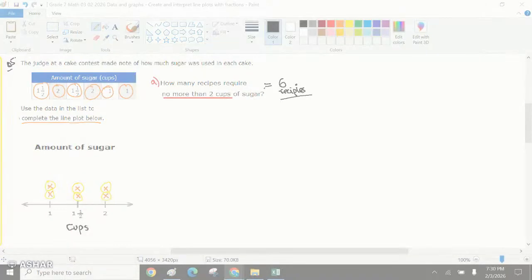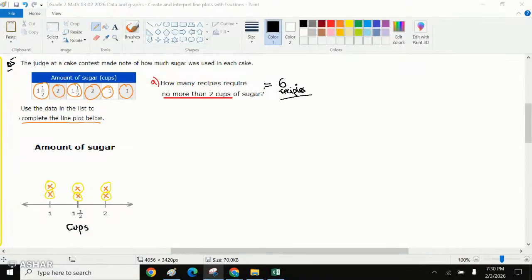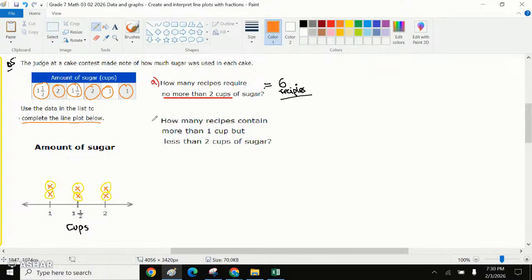How many recipes contain more than 1 but less than 2 cups of sugar? For the next part of the question, Part B. How many recipes contain more than 1 cup? More than 1 cup means they cannot include 1 cup, right? They need to take the values which are greater than 1 cup. It has to be more than 1 cup, but less than 2 cups. That means it cannot be 2 or greater than 2.